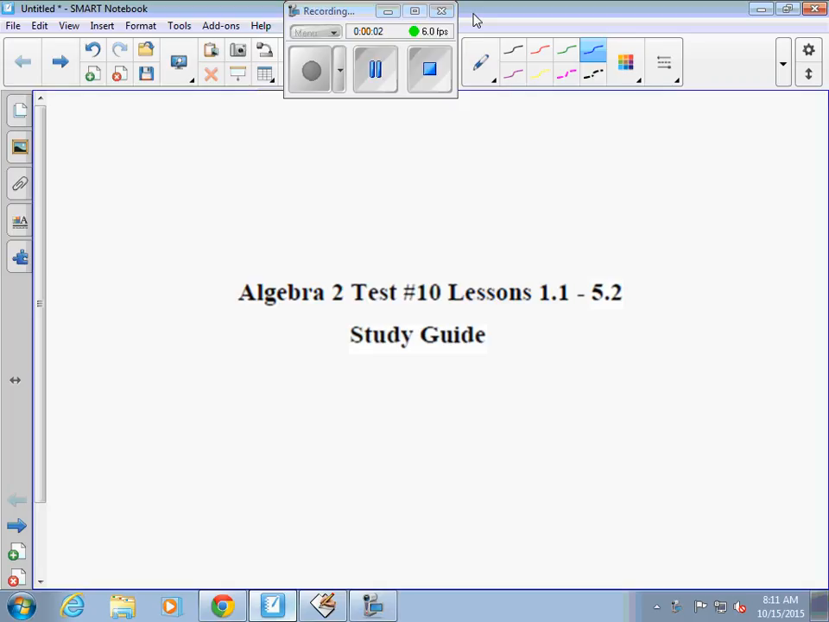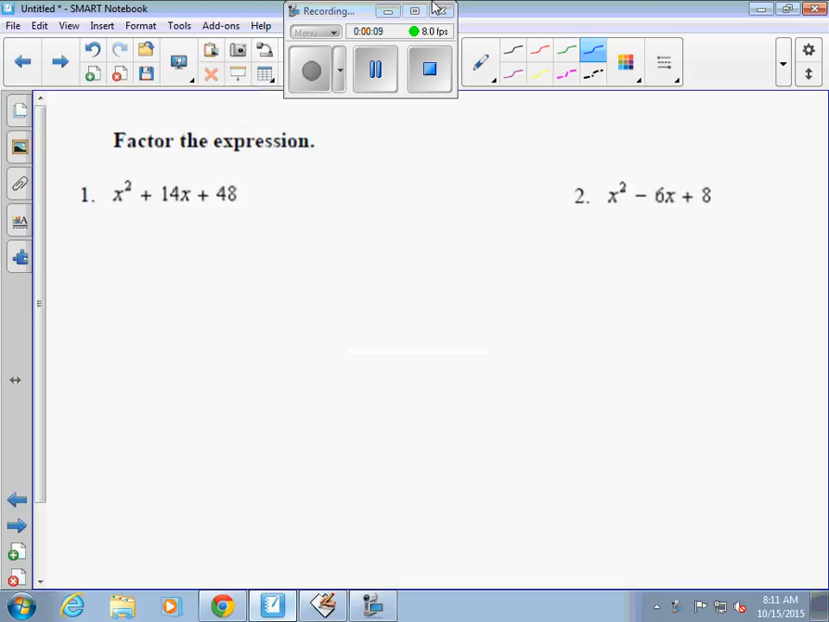This is Algebra 2, test number 10. We got through lesson 5.2 where we were factoring quadratics. Number 1 tells you to factor the expression x squared plus 14x plus 48. So we got 1 as our a value.